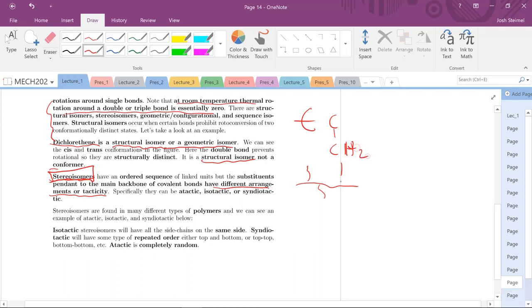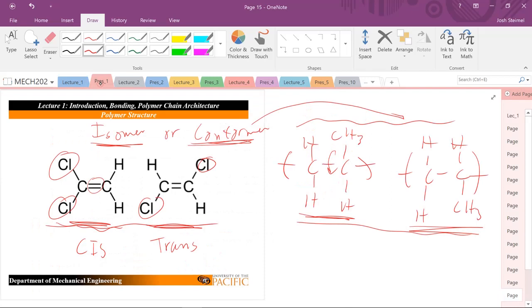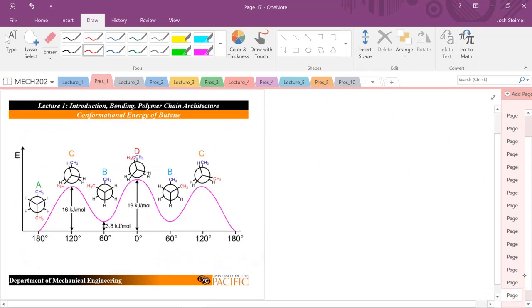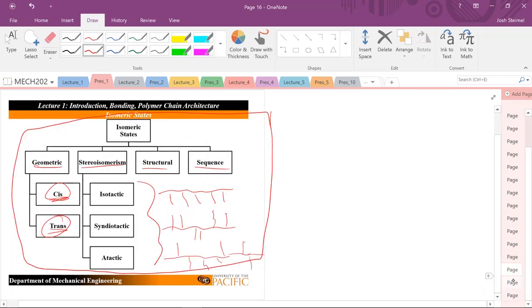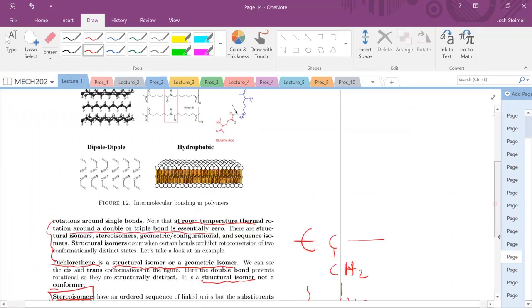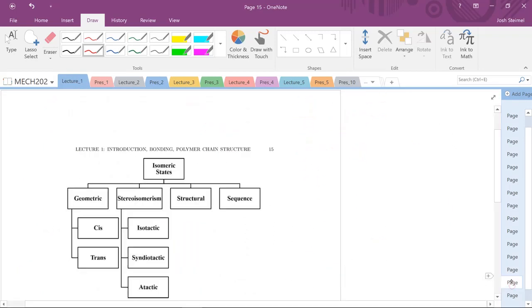CH2, CH3, so these long side chains. These pendant groups can be arranged at different tacticities. Let's look at, sure, I presented a beautifully, professionally drawn figure. Actually, it's on this page over here. So let's go back to our lecture notes and look at an example of a stereoisomer and tacticity.